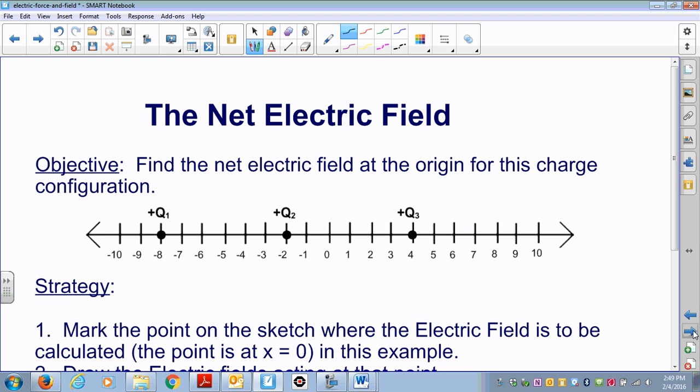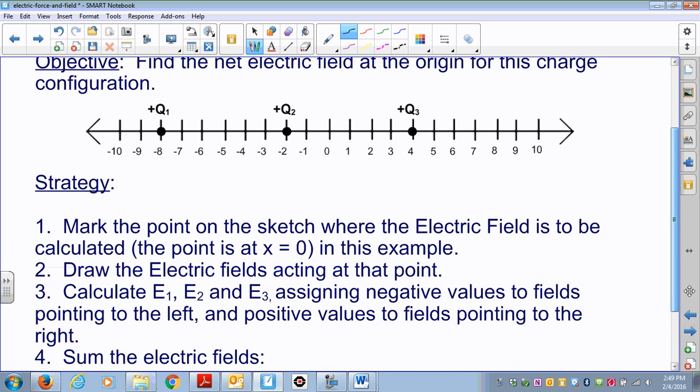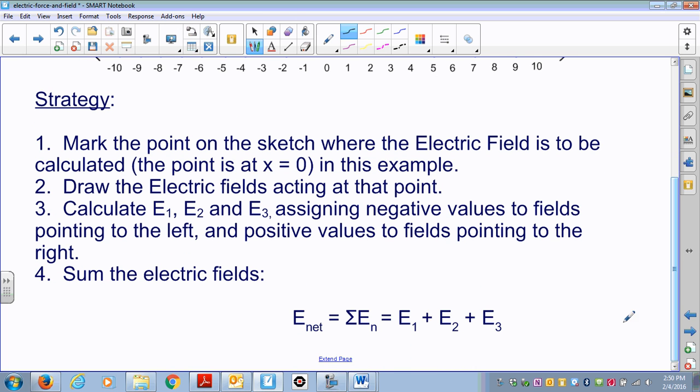The objective is to find the net electric field at the origin for this charged configuration. The first step is to mark the point on the sketch where the electric field is to be calculated. The point is at x equals 0 in this example. Next, we draw the electric fields acting at that point. Next, we calculate E1, E2, and E3, assigning negative values to fields pointing to the left and positive values to fields pointing to the right. Next, we sum the electric fields using this formula.